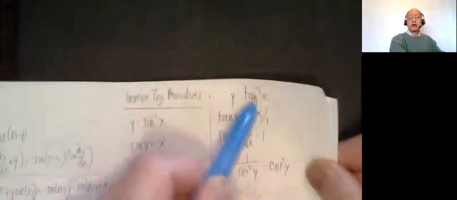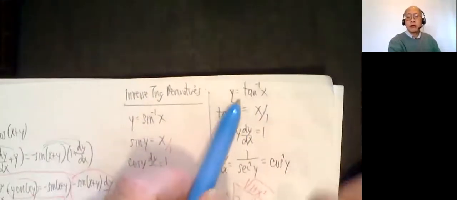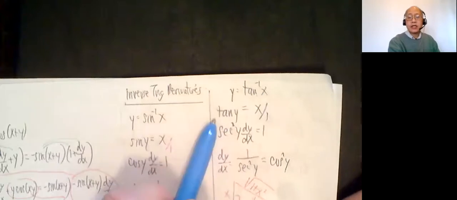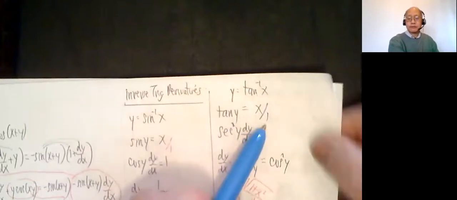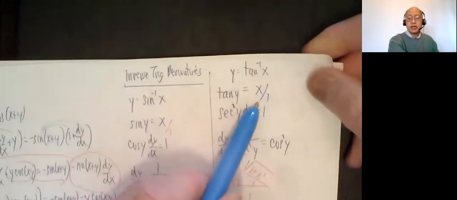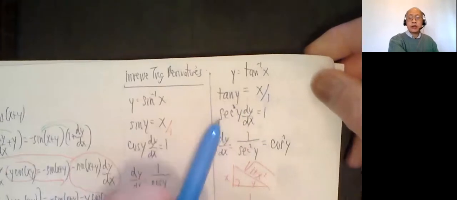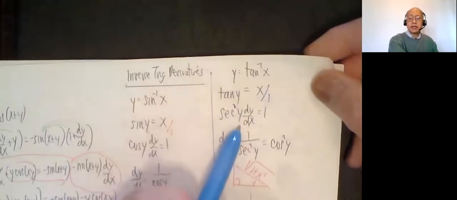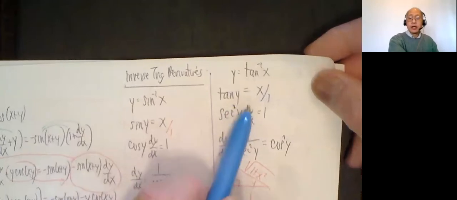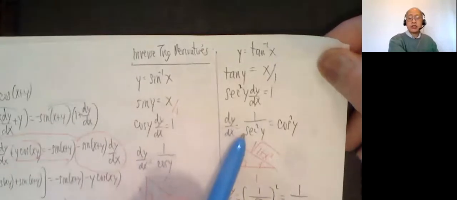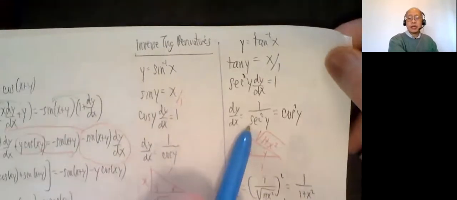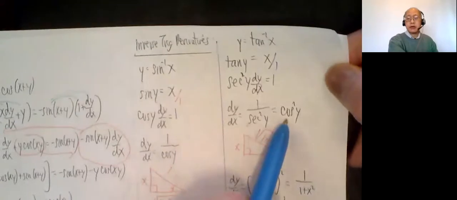And inverse tangent: y equals inverse tangent of x. Write it without the negative one: tangent of y is x over one. Differentiate implicitly. The derivative of tan y is secant squared y dy/dx, because there's a y involved, and the derivative of x is one. Divide both sides by secant squared y. dy/dx is one over secant squared y. If you divide by secant squared, it's like multiplying by cosine squared, the reciprocal.